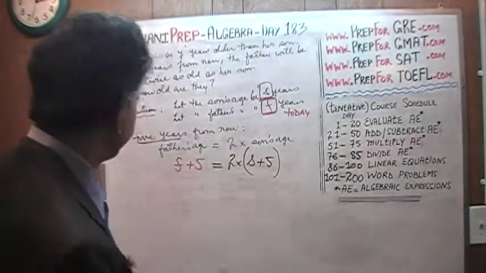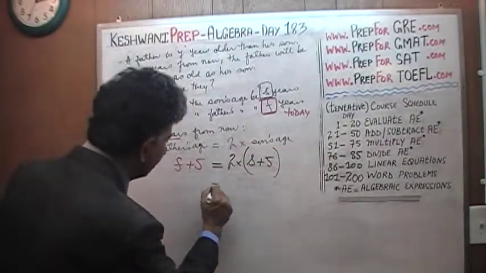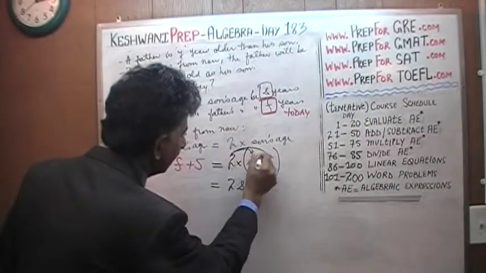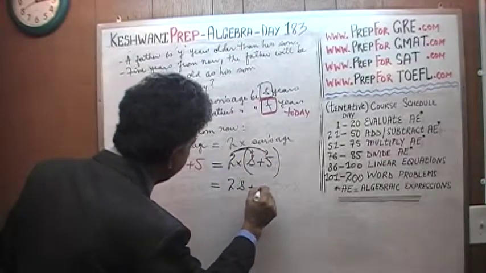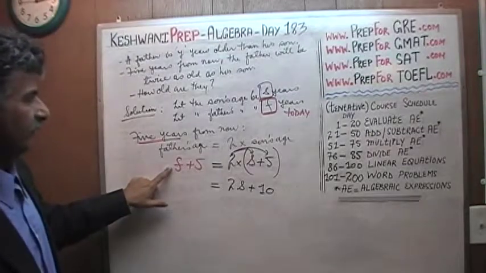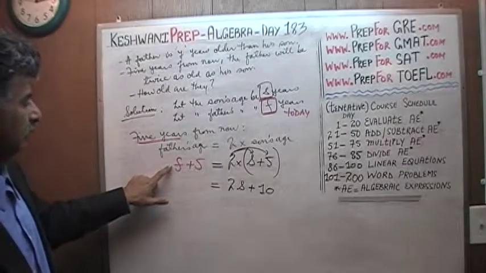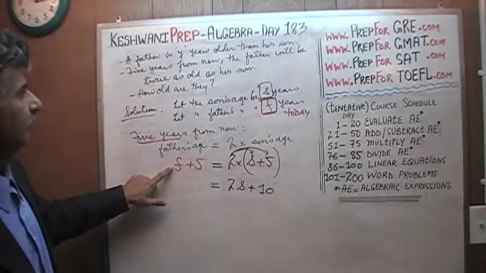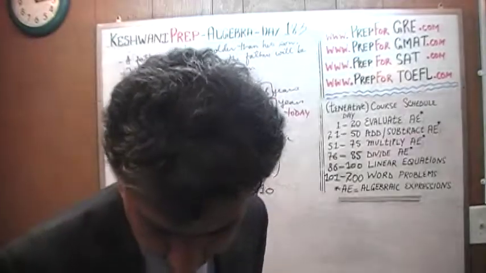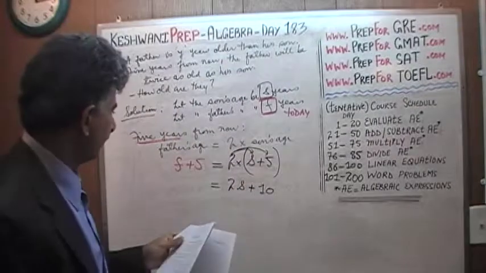So let's do it. Let's open the parentheses. So we get 2 times S plus 5 plus 10. And how old is father? Father, we are told, is Y years older than his son. I left it out somehow. I don't know how that happens. So we have to take care of it here.